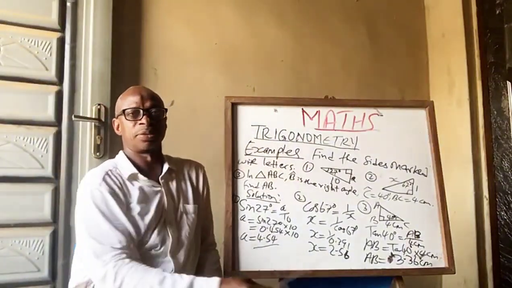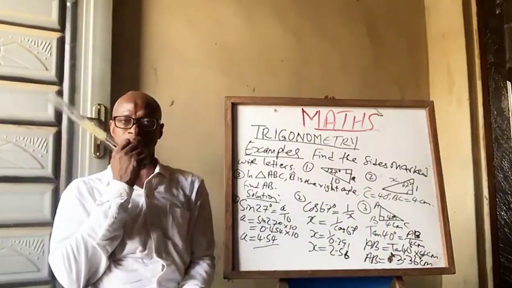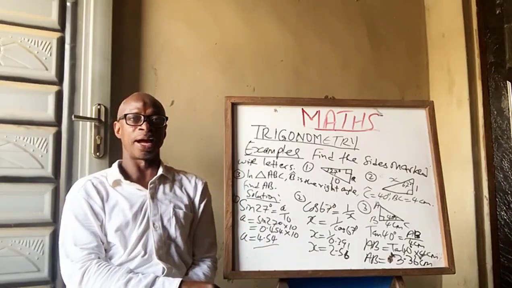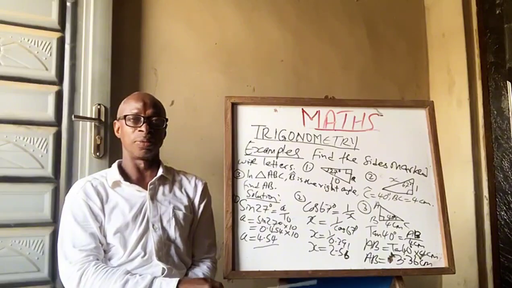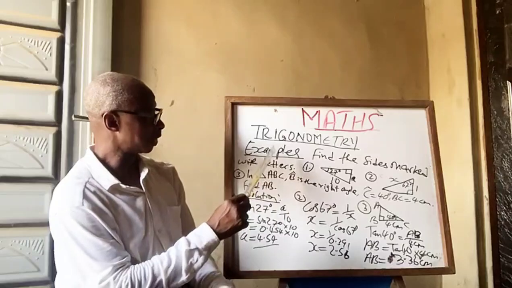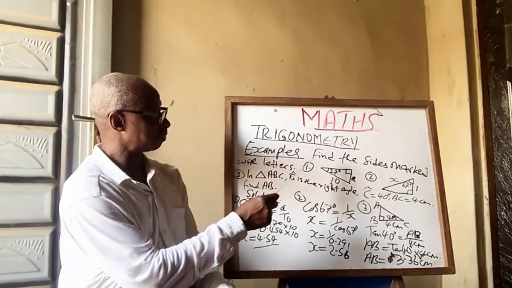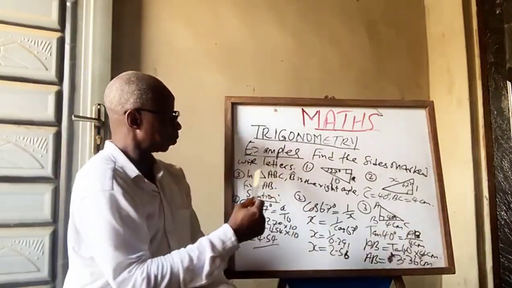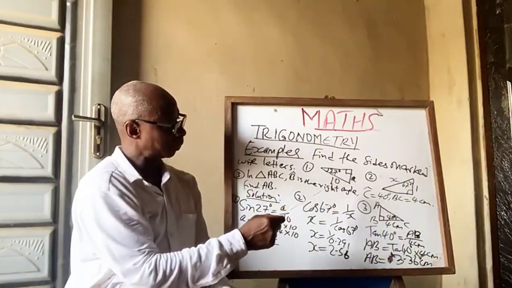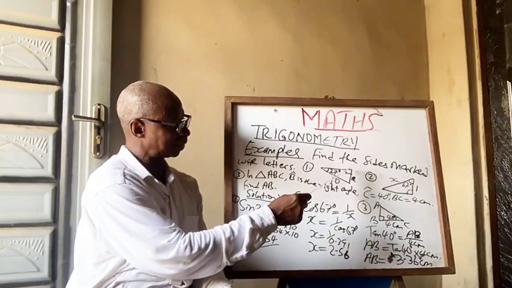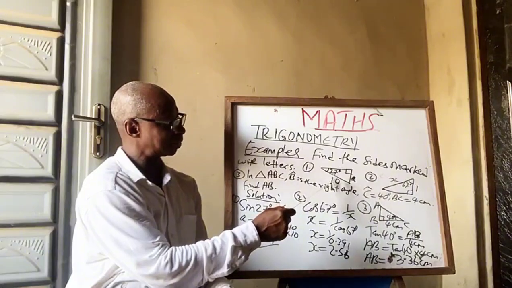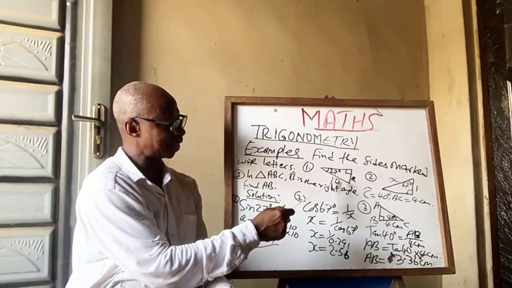Three examples have been solved on the board for you to examine properly, and with these examples you'll be able to solve other questions on your own. So in example 1 and 2, I said find the side marked with letters. If you look at question 1 and question 2, we have letter A on this side, and we have this side, which is the hypotenuse side, to be 10. That is 10 is given there.